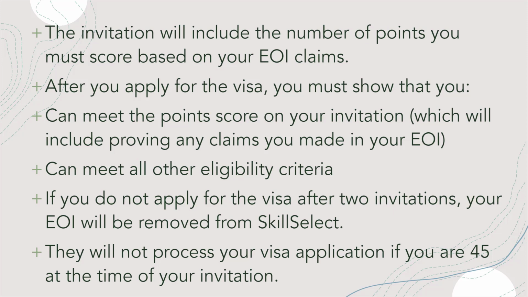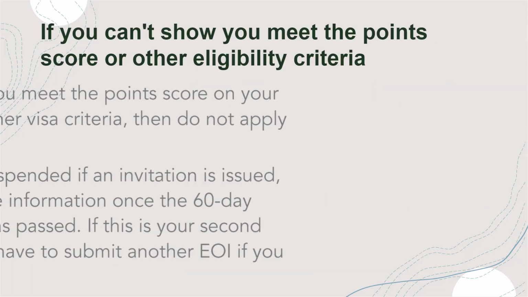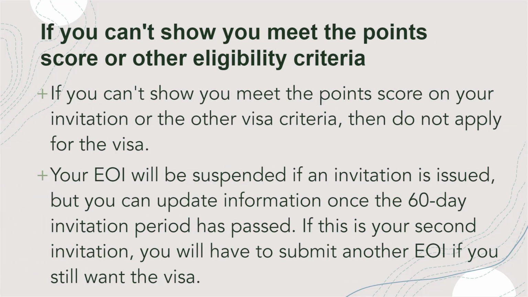If you do not apply for the visa after 2 invitations, your EOI will be removed from SkillSelect. They will not process your visa application if you are 45 at the time of your invitation. If you can't show you meet the point score on your invitation or the other visa criteria, then do not apply for the visa. Your EOI will be suspended if an invitation is issued, but you can update information once the 60-day invitation period has passed. If this is your second invitation, you will have to submit another EOI if you still want the visa.